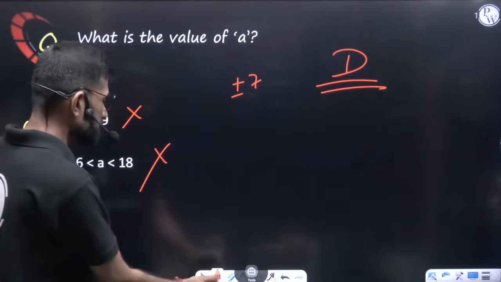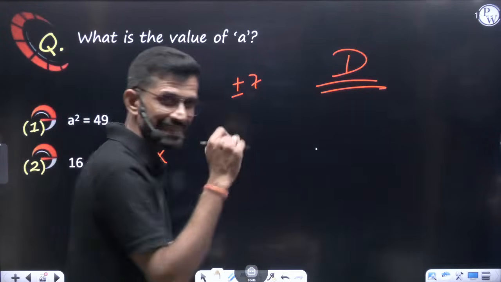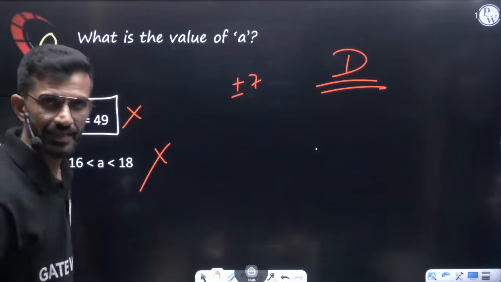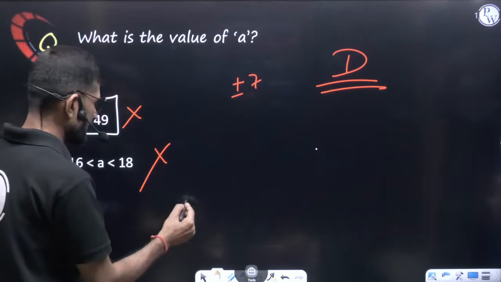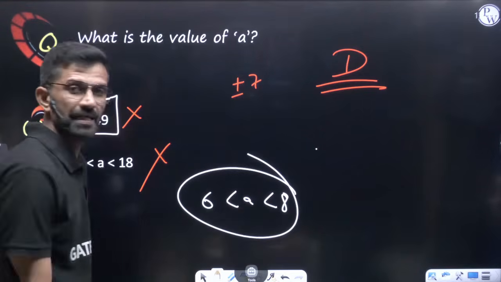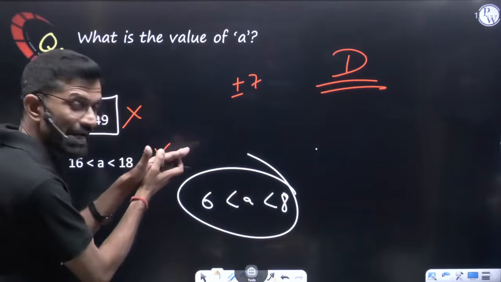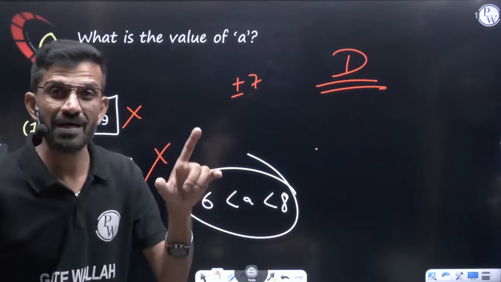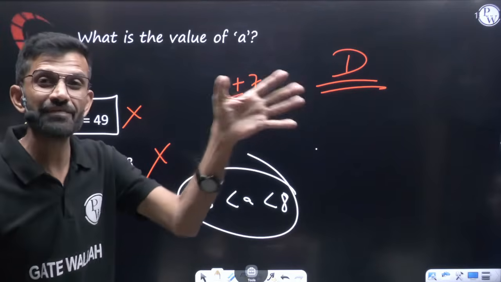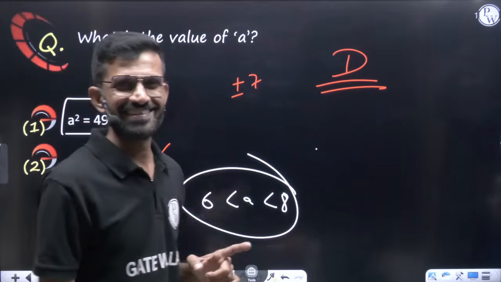Now what is option C then? Combining the data, what is it? Consider the first statement they have given, A square is equal to 49, and the second statement they gave, 6 is less than A is less than 8. If they give like this, then I can say combining the data will get the confirm answer. If you combine these two, you will get A value is definitely 7. That is option C. Clear?